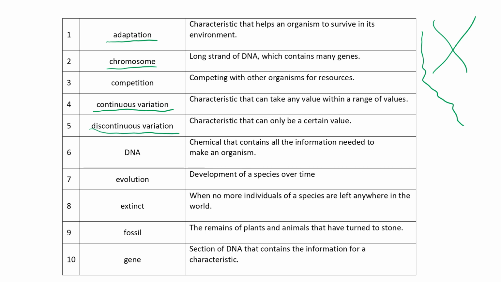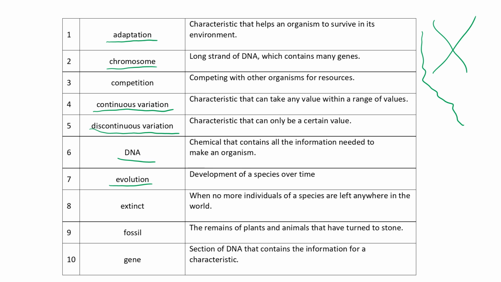Okay, just trying to think of something else. Two arms or one arm. Chemical that contains all the information needed to make an organism: DNA. Development of a species over time is evolution.